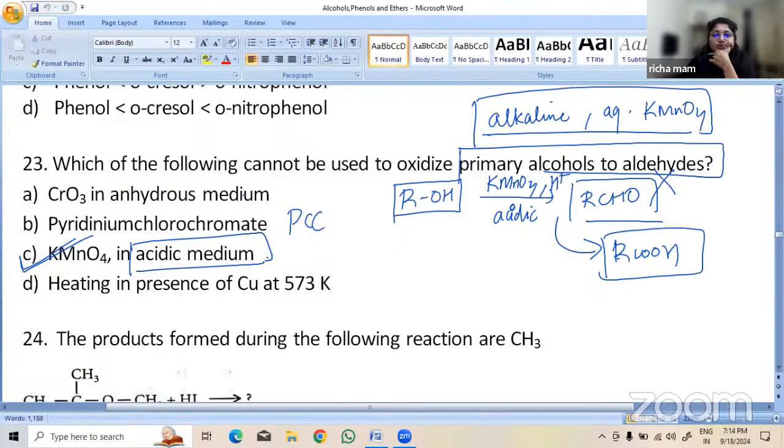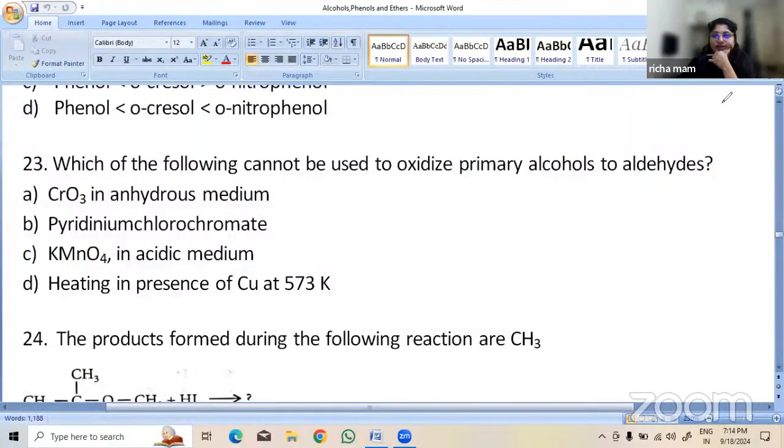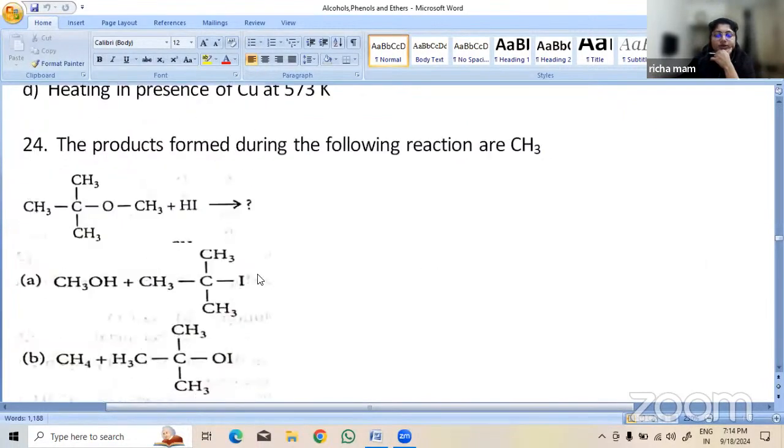Yes, Shri Varuni, Lubna have answered, Kanaya has answered, Preeti has answered. Okay, very good. So option number C is the correct answer. Let us go for the next one. The products formed during the following reaction are. What are the products formed in the following reaction? So this is the reaction.